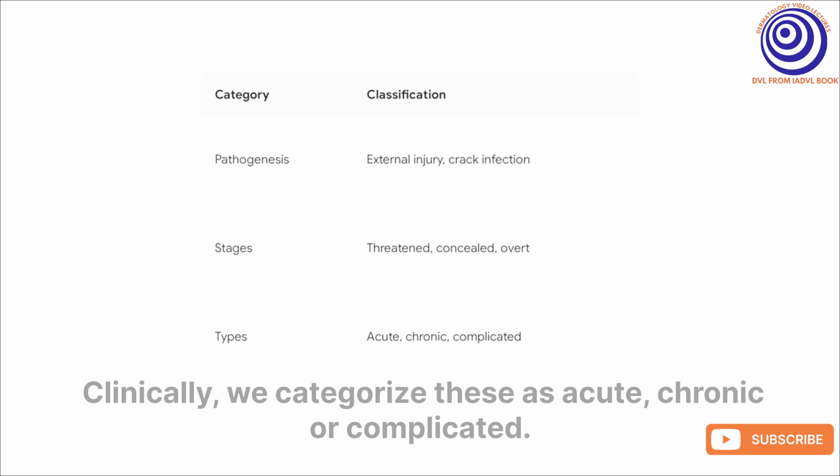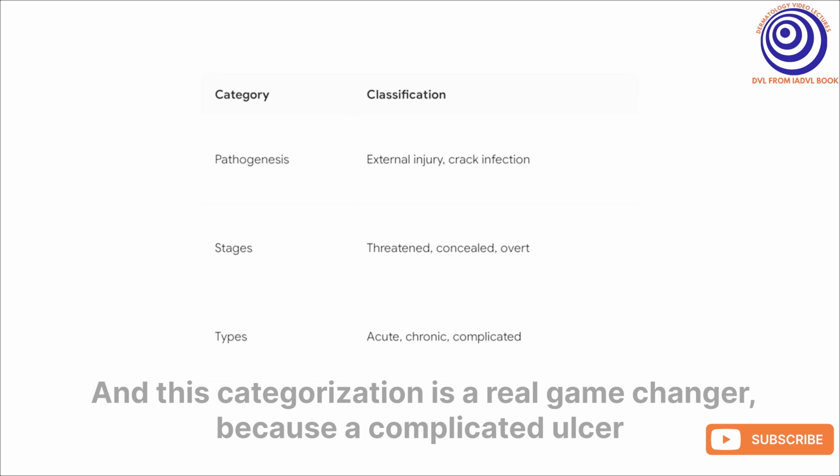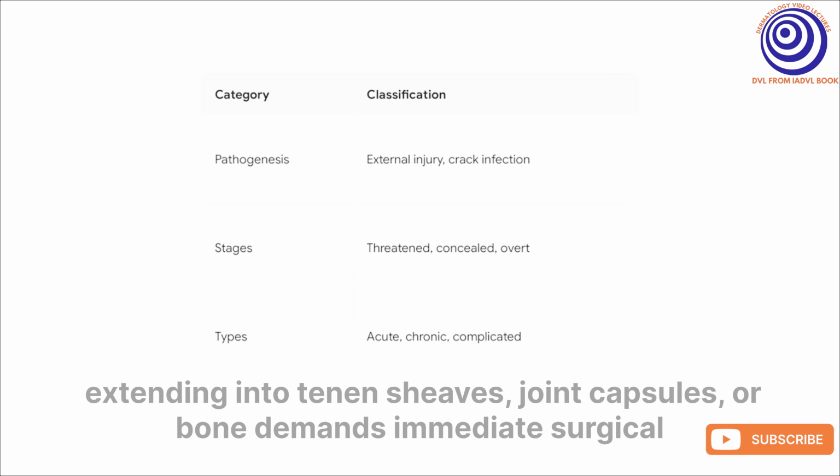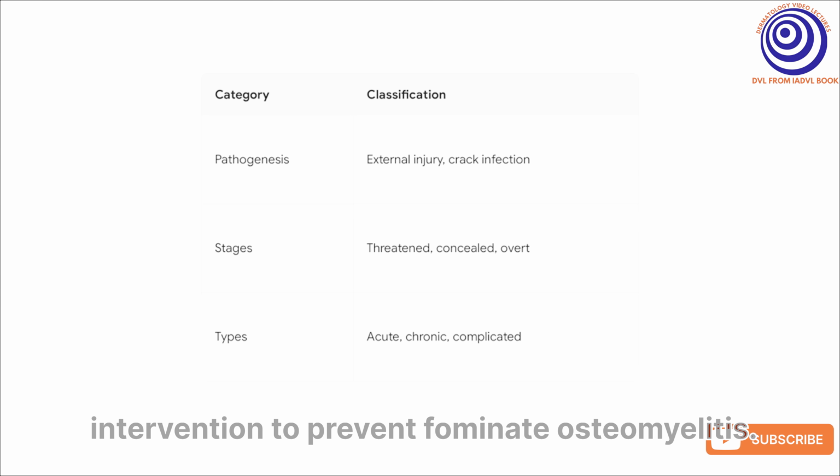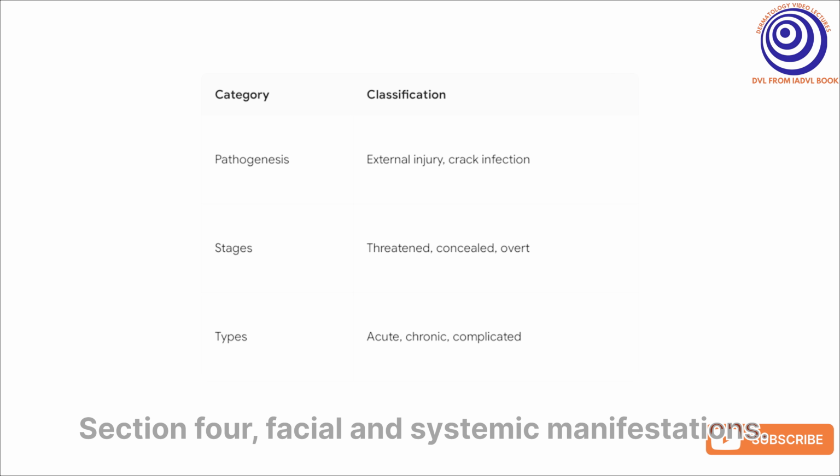Clinically, we categorize these as acute, chronic, or complicated. And this categorization is a real game changer because a complicated ulcer extending into tendon sheaths, joint capsules, or bone demands immediate surgical intervention to prevent fulminant osteomyelitis.